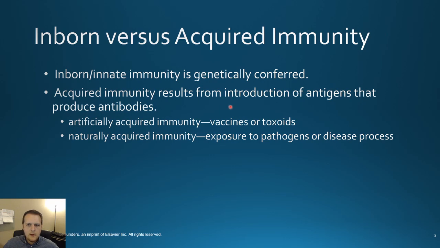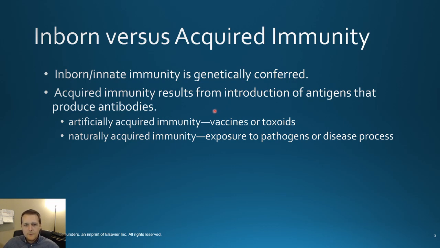Acquired immunity is what we're more focusing on, and this is resulting from the introduction of antigens into the body that will then trigger our body to produce antibodies. Okay, so antigens will stimulate the antibody production, and then once that occurs, we'll have these memory cells that are able to reproduce that effect should the antigen come back, and thus we are immune to that.